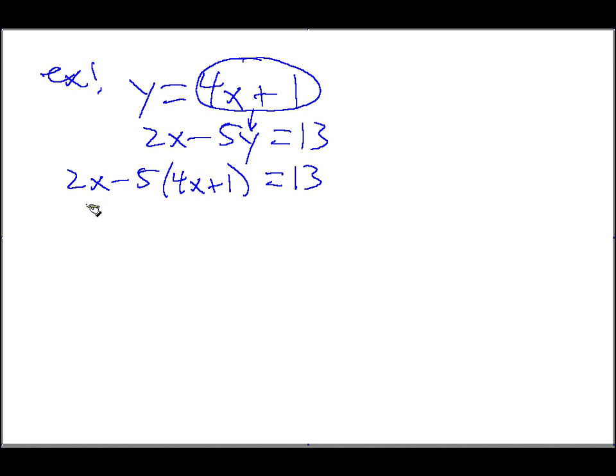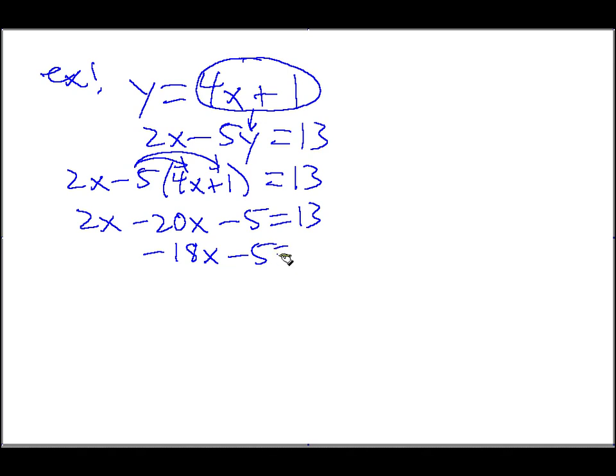Let's go and finish solving this and do it carefully. So 2x brought down, distribute the negative 5 times 4x, negative 20x, negative 5 times positive 1, negative 5, equal to 13. Combine like terms here. So 2x minus 20x is negative 18x minus 5 is equal to 13. Adding 5 to both sides of the equation, I get negative 18x is equal to positive 18.